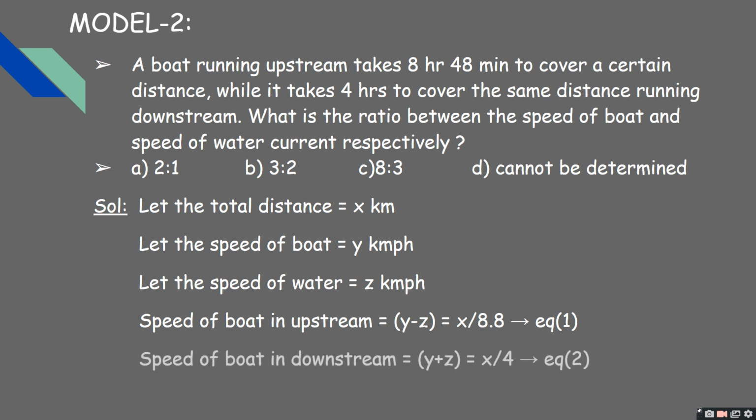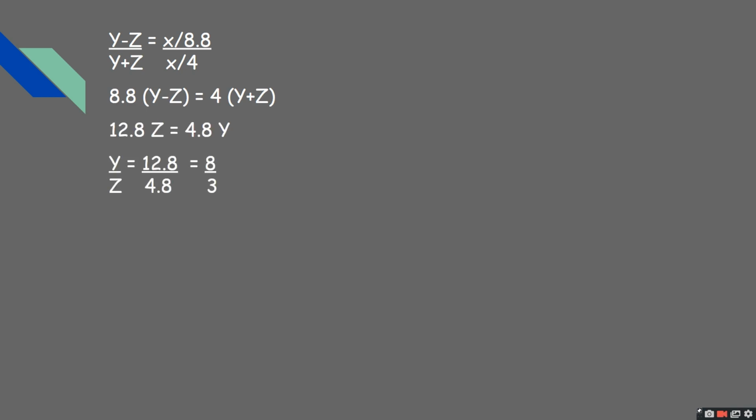Coming to the second condition, speed of boat in downstream equals speed of boat in still water plus speed of stream. That implies y plus z. Writing speed in terms of distance and time, speed equals x by 4. That equals y plus z equals x by 4. In the question, they have asked to calculate the ratio between speed of boat and speed of water. So divide equation 1 and equation 2. We get y by z equals 8 by 3.